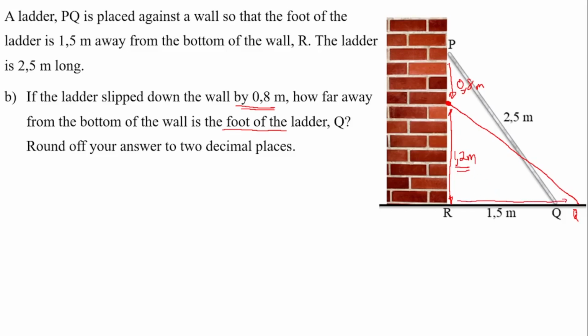Then we need to find this distance, right? Remember, the ladder does not change. It's still 2.5 meters. Let's say this is Q2 here, and then this one is Q1, the first one. So now the ladder does not change the length, so it's still 2.5, and it is the hypotenuse here. So it's going to be 2.5 squared is equal to 1.2 squared plus the new RQ squared. Okay, that's what we want to find here.